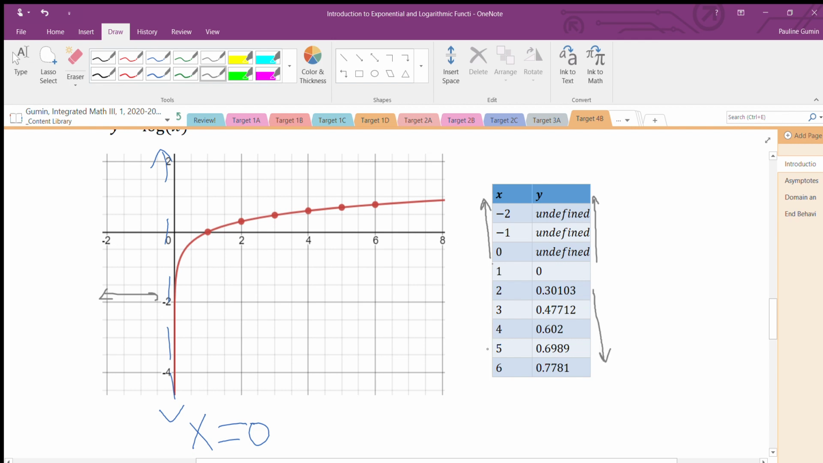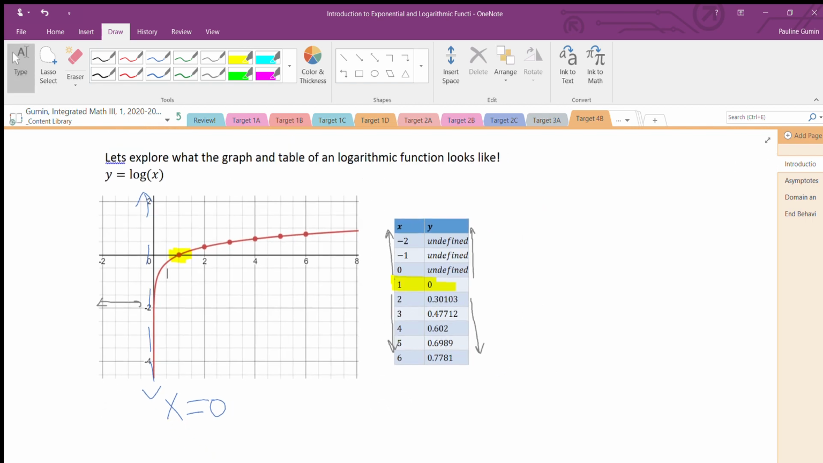So we go to the right. We do have an intercept. This time, however, we have an x-intercept. So on my exponential, I had a y-intercept and y equals 0. On my logarithmic, I have an x-intercept and x equals 0. They're inverses of each other.